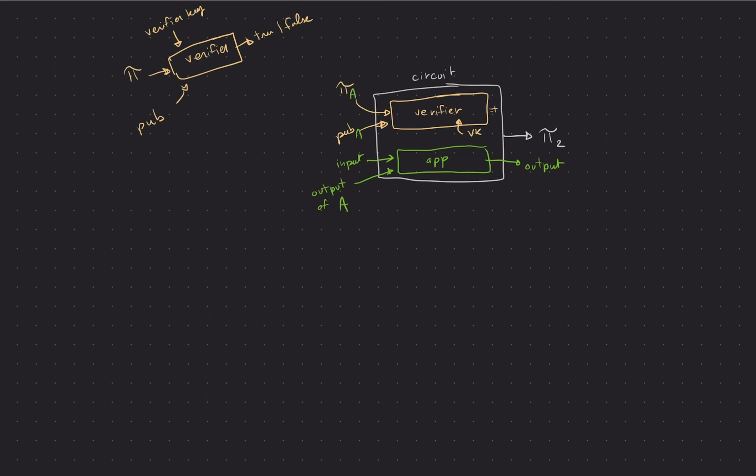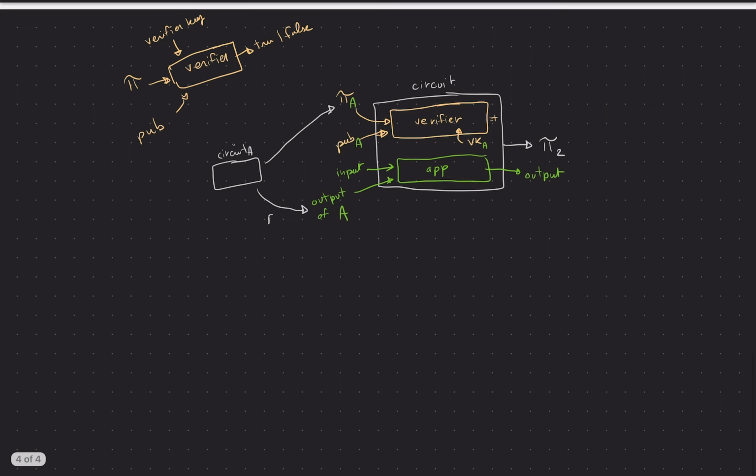And here we have proof of A and pub of A and VK of A. So you can imagine there was something previously, some other circuit A that produced a proof and also produced an output. By the way, public outputs are basically part of the public input, but it doesn't really matter. You can imagine that this was a public output and this was a proof. And to create it, we also used some public inputs. So pub outputs, and this is public input.